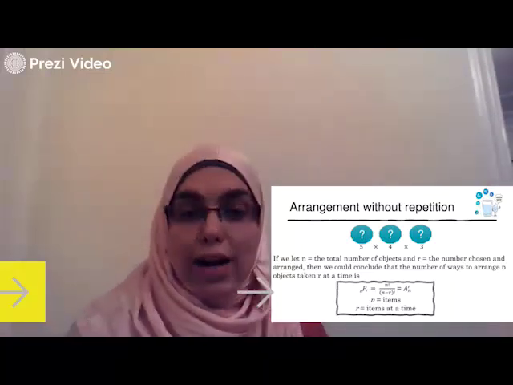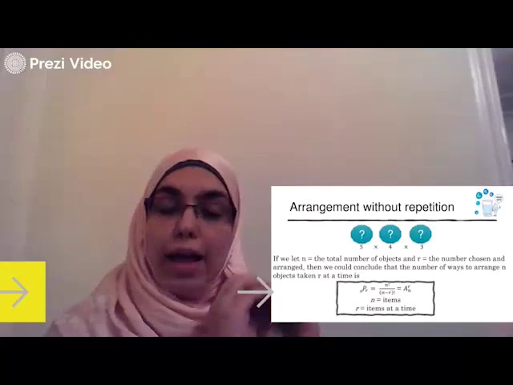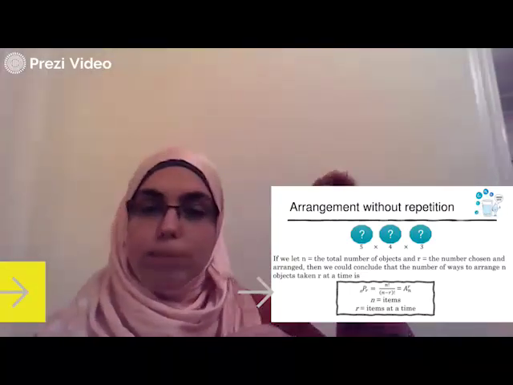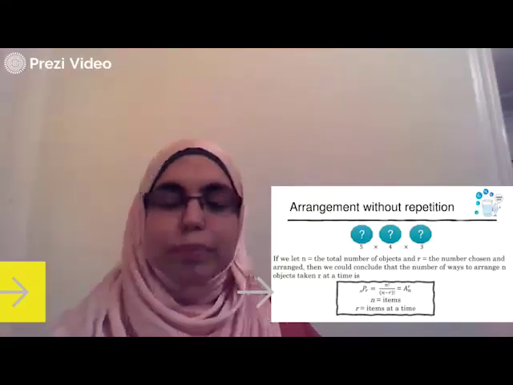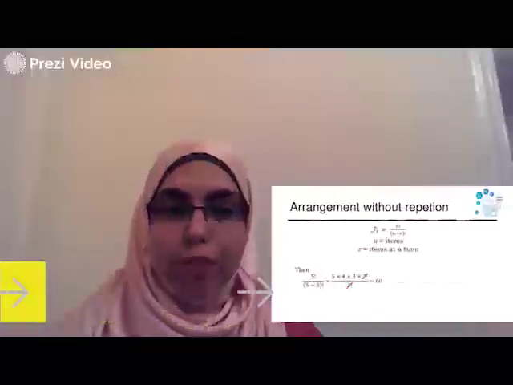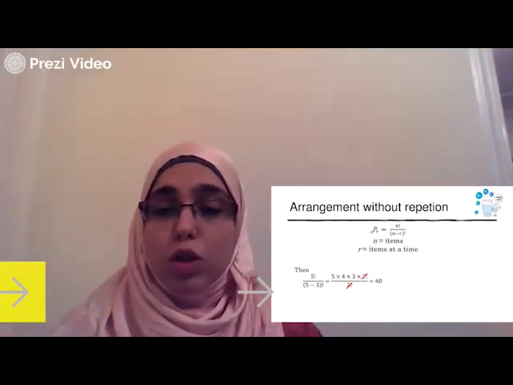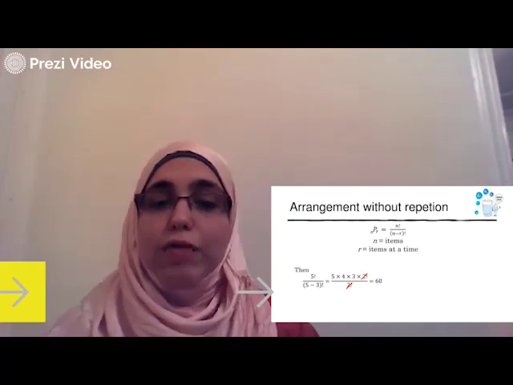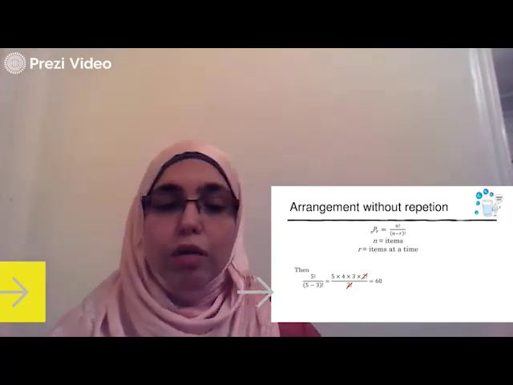Or I can arrange the n elements of the set in r positions if I have r positions. So let's apply this to the question we have. The arrangement without repetition for such a question is nPr equal to 5 factorial over 5 minus 3 factorial.